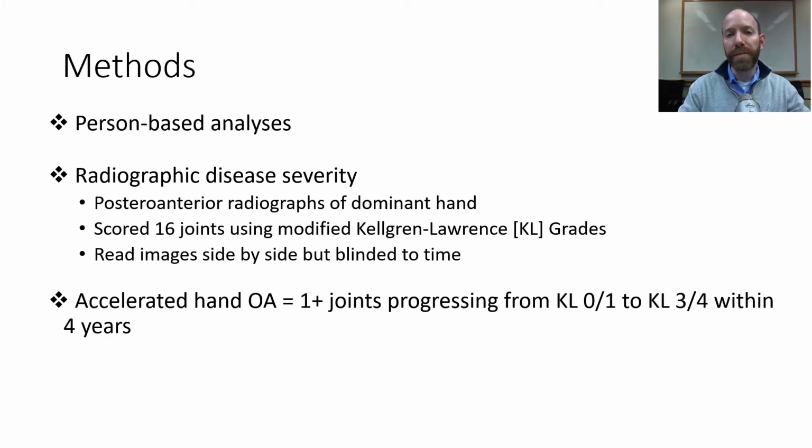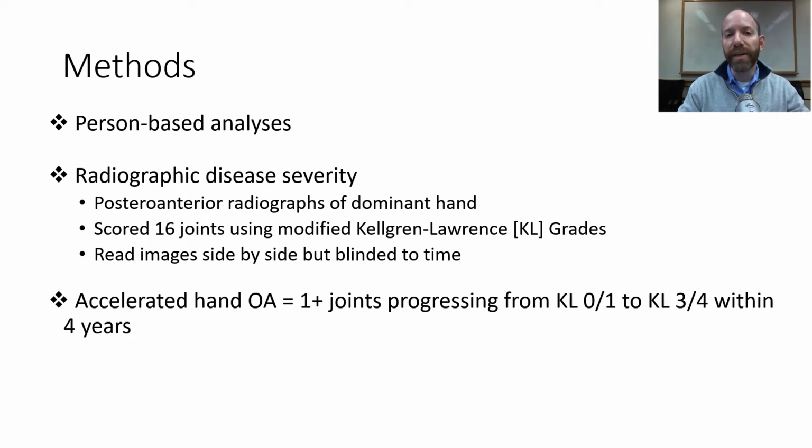We conducted person-based analyses and used radiographic disease severity, which was assessed on the posterior-anterior radiographs of the dominant hand. Specifically, we scored 16 joints using a modified Kellgren and Lawrence grading system. The reader read the images side by side for baseline and follow-up, but blinded to time.